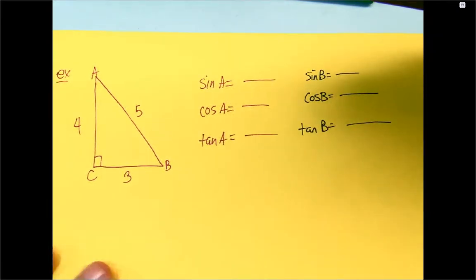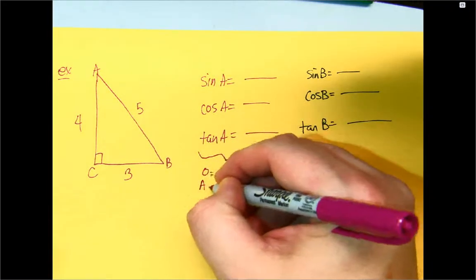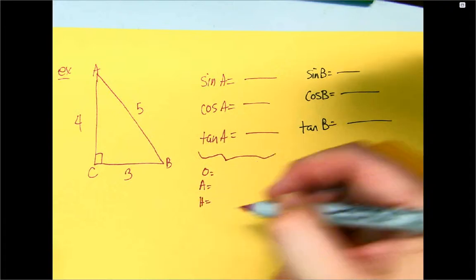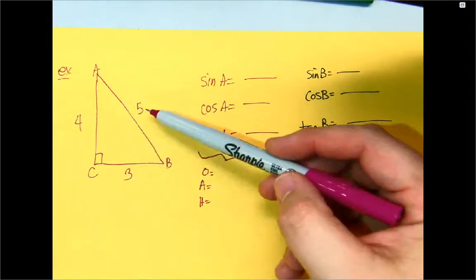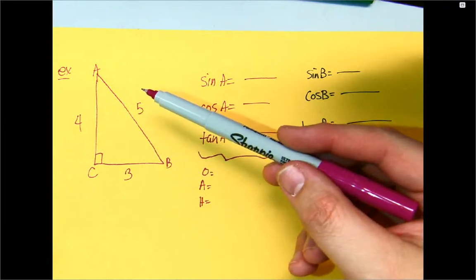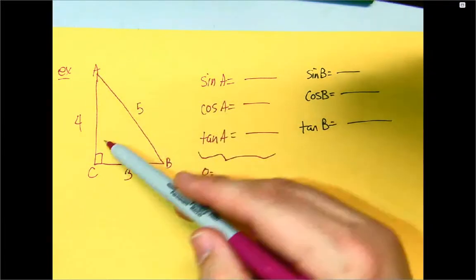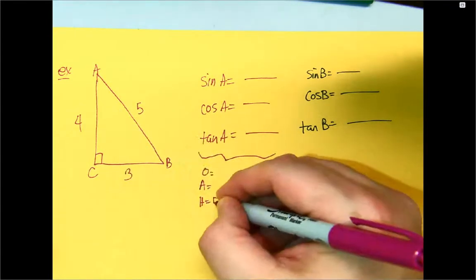All right, now we're going for the tangent of A first. So we have to figure out for this guy what's opposite, what's the value for the opposite side, what's the value for the adjacent side, what's the value for the hypotenuse. Well, first off, with this triangle, what's the value for the hypotenuse? Where's the hypotenuse? It's 5. The hypotenuse is 5.